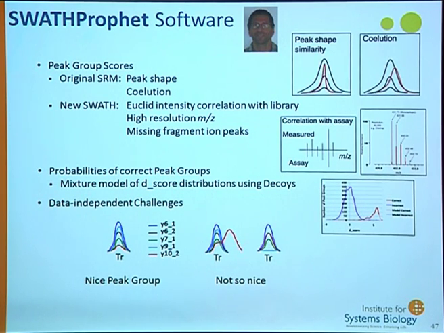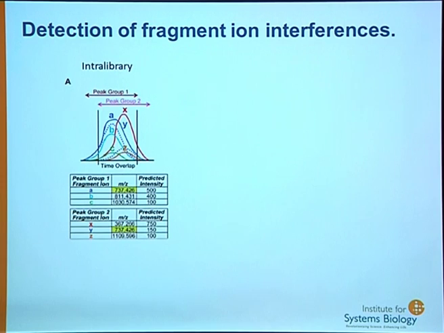And so I'd like to show you how SWATH-Prophet can actually handle that. In the case of interferences of fragment ions, there are two kinds that one has to distinguish for the analysis. One is if your assay library contains two assays of which you know they coelute, the estimated retention time is very close to each other, and they have fragment ions that are within the mass range that you extract.